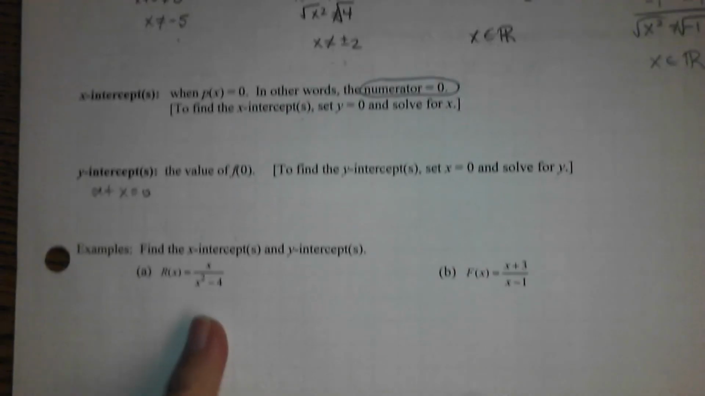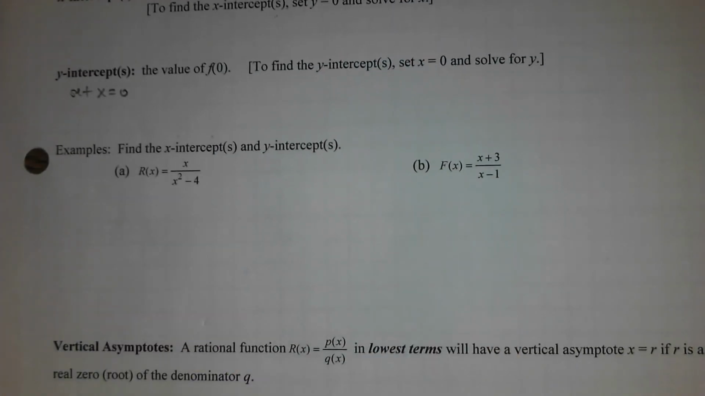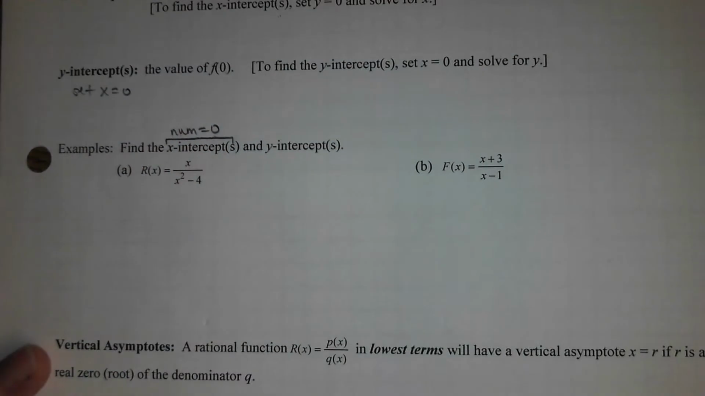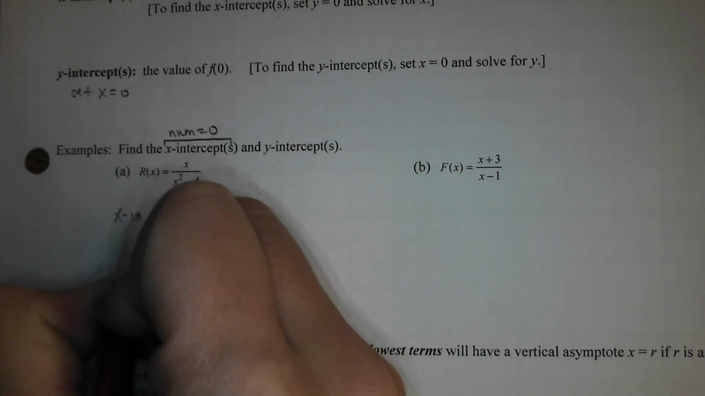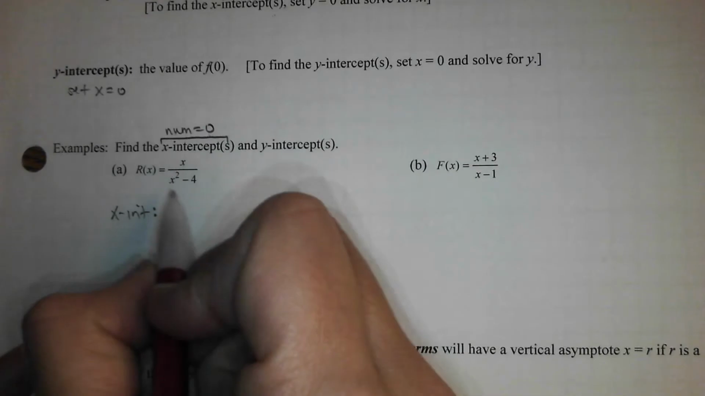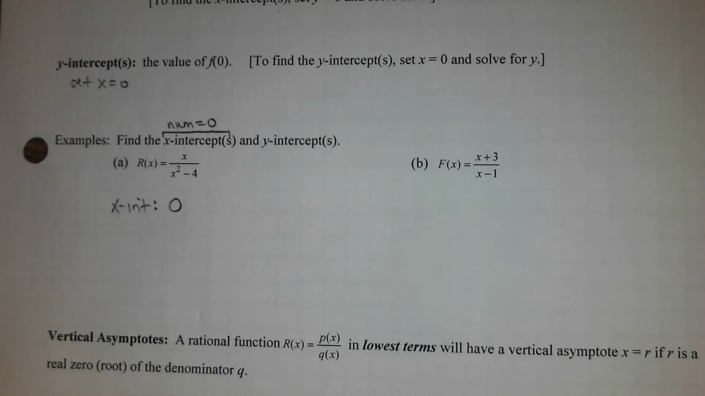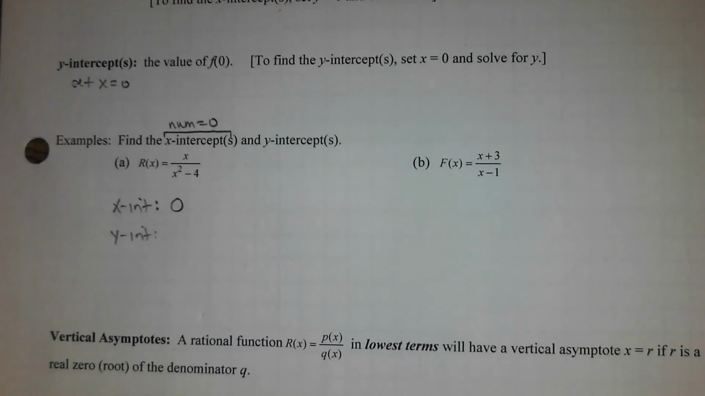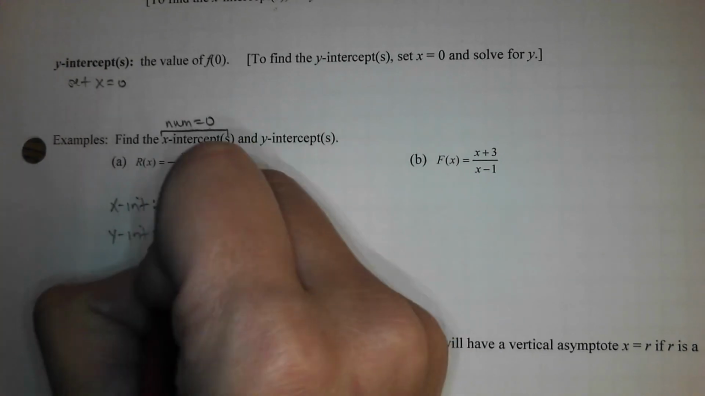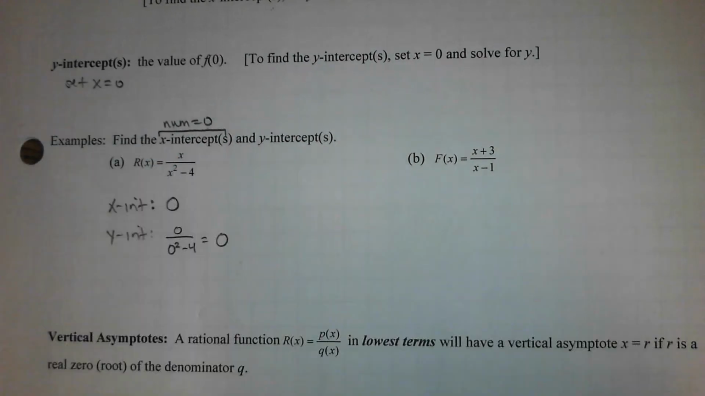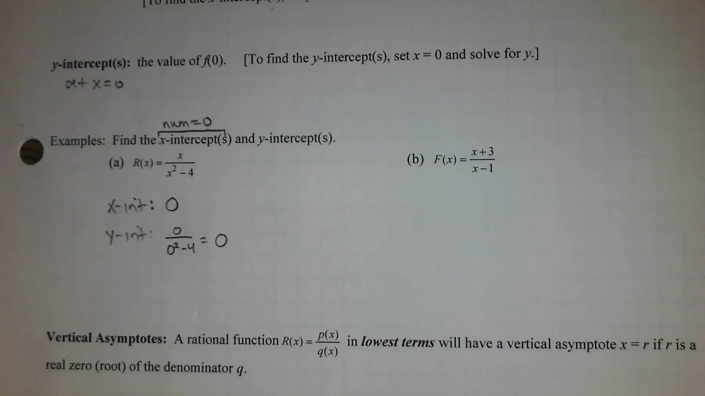And so down below here we'll find the x-intercepts and the y-intercepts. So again, the x-intercept is just whenever the numerator equals 0. So what would x have to be for the numerator to be 0? 0. The y-intercept comes from actually plugging in an x value of 0, which would be 0 over 0 squared minus 4, which is just 0 also.